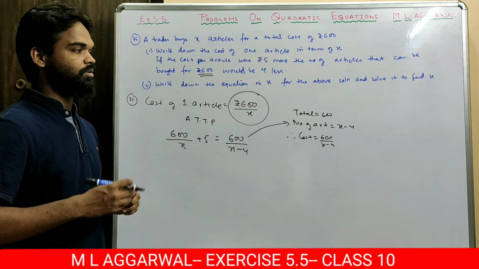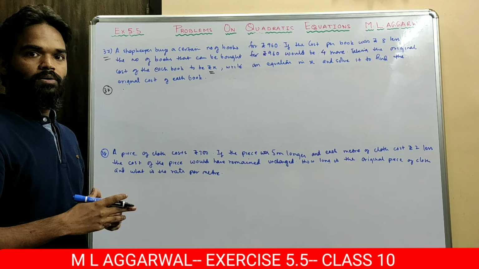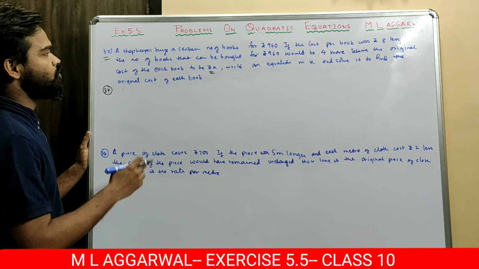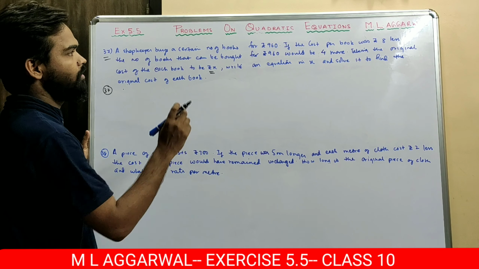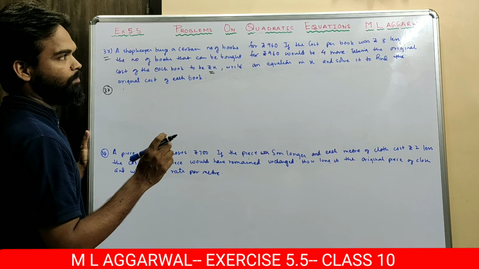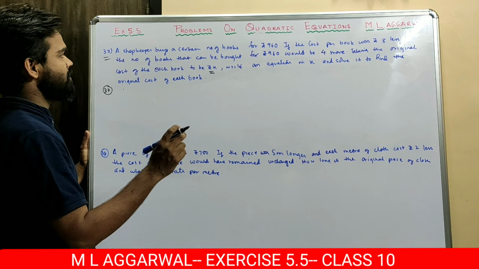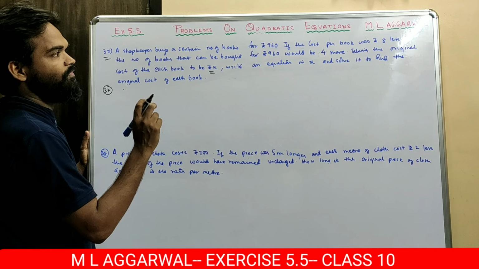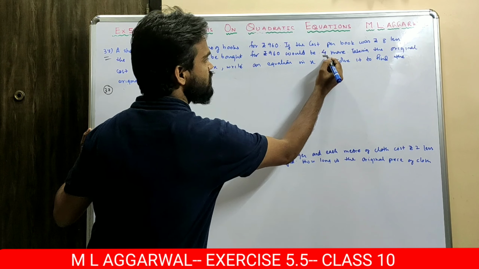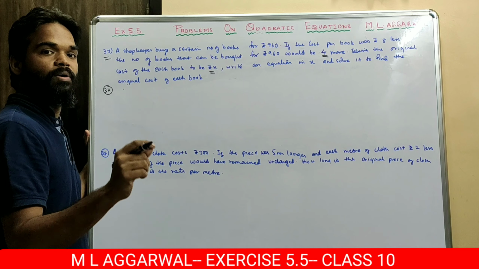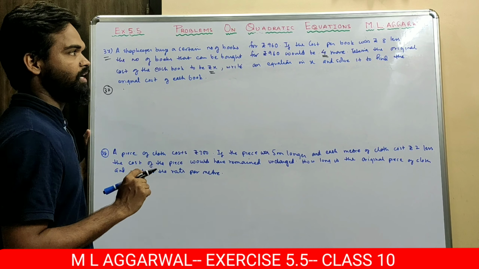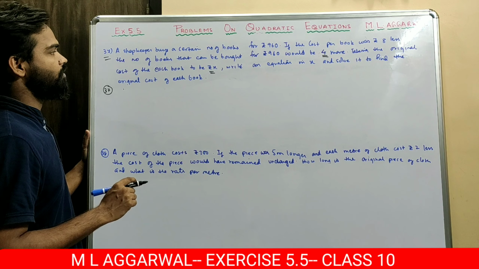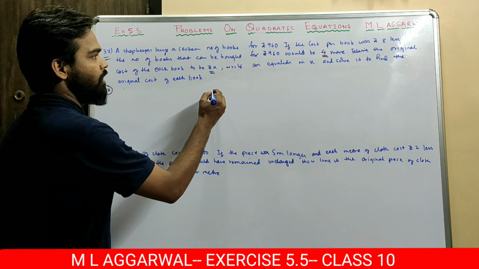Clear? Now let us look at the next sum. Now let us look at sum number 37. A shopkeeper buys a certain number of books for rupees 960. If the cost per book was rupees 8 less, then the number of books that can be bought for rupees 960 would be 4 more, which means this is the difference between the number of books in both cases. Taking the original cost of each book to be rupees x, write an equation.